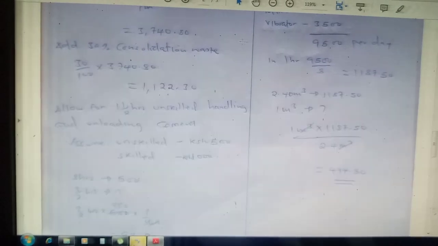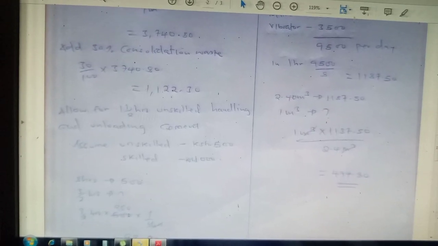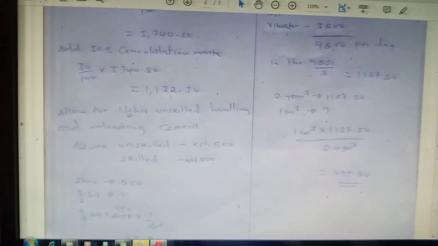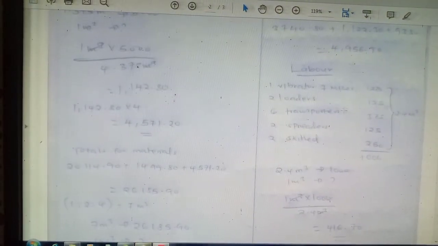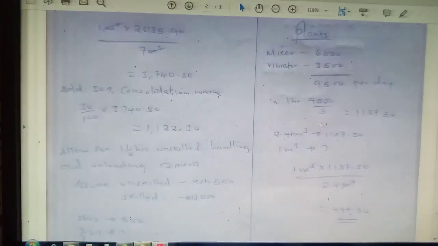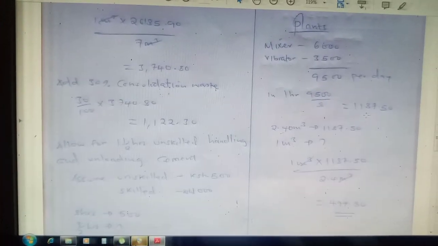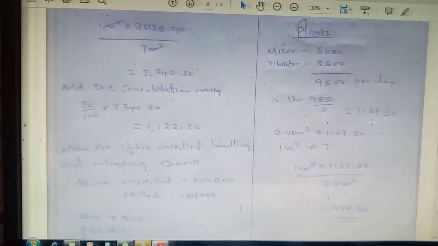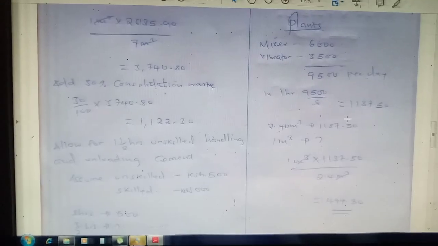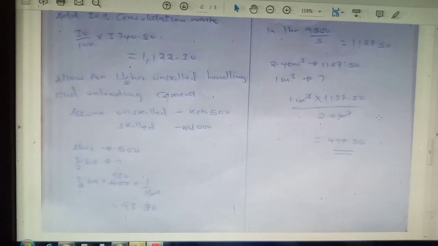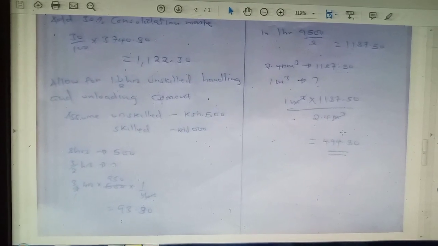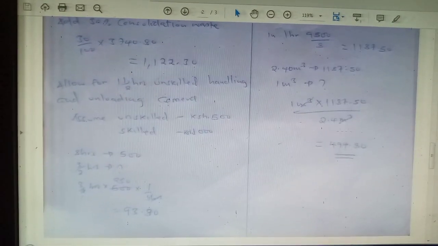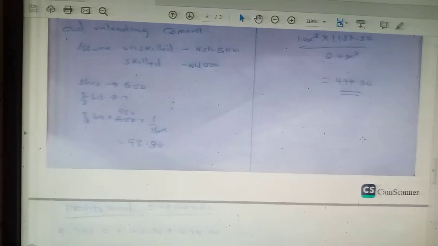Then because they are per hour, they'll also do a volume of 2.4, that which we use for labor. So you say 2.4 cubic meter is equal to 1,187 and 50 cents. What of 1 meter cube? You'll then get 1 meter cube, the plants will do 494 and 80. That is the cost of plants in 1 hour.